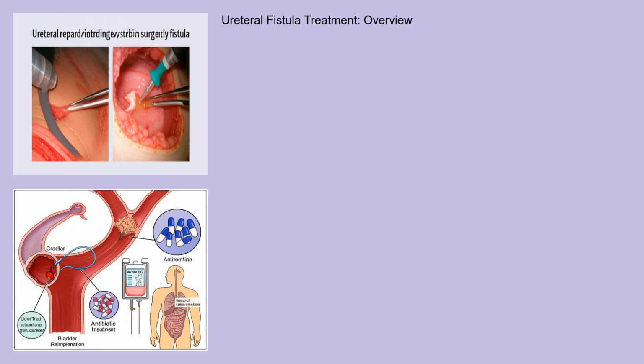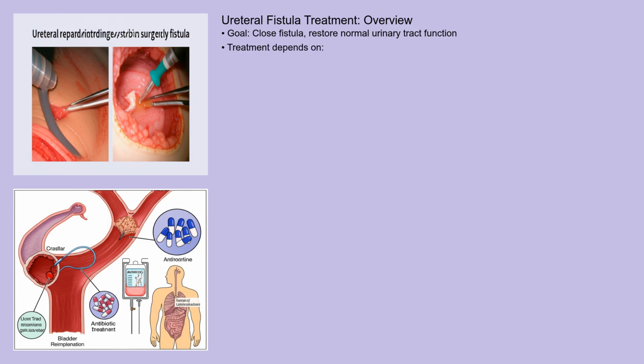Treatment for a ureteral fistula aims to close the abnormal connection and restore normal urinary tract function. Treatment options vary depending on the size, location, and cause of the fistula, as well as the patient's overall health. Small fistulas may heal spontaneously with conservative management, including bladder drainage via a catheter and antibiotics to prevent infection. Larger or more complex fistulas often require surgical repair.